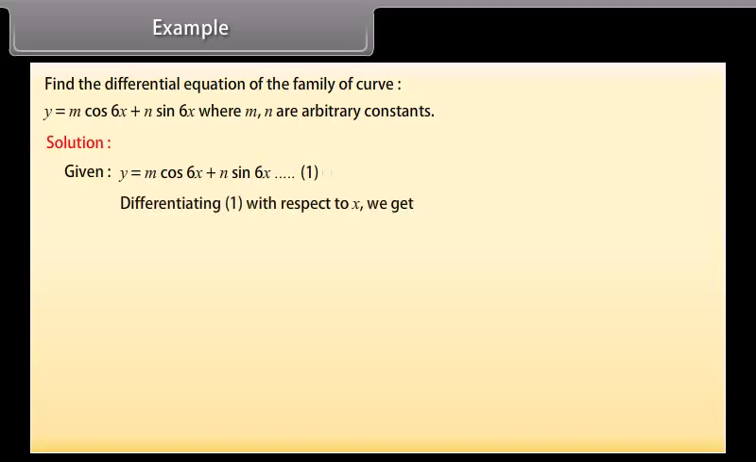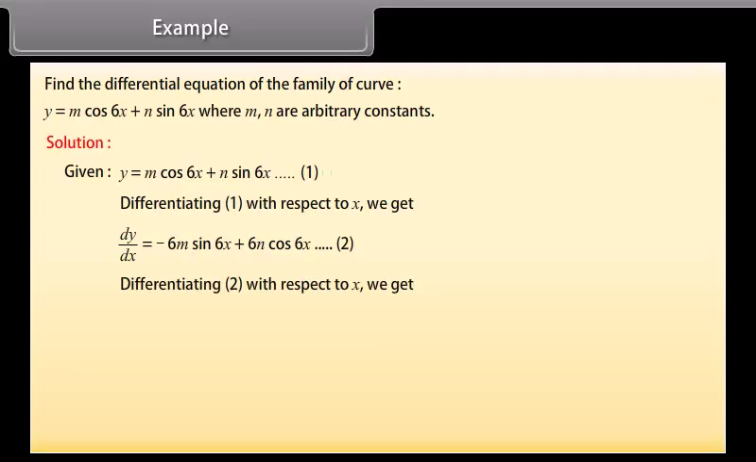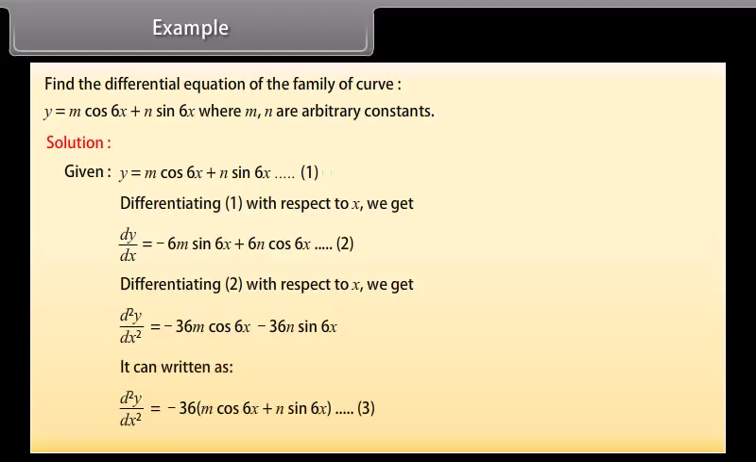Differentiating equation 1 with respect to x, we get dy by dx equals minus 6m sin 6x plus 6n cos 6x. Name it as equation 2. Differentiating equation 2 with respect to x, we get d2y by dx square equals minus 36m cos 6x minus 36n sin 6x. It can be written as d2y by dx square equals minus 36 into (m cos 6x plus n sin 6x). Mark it as 3.